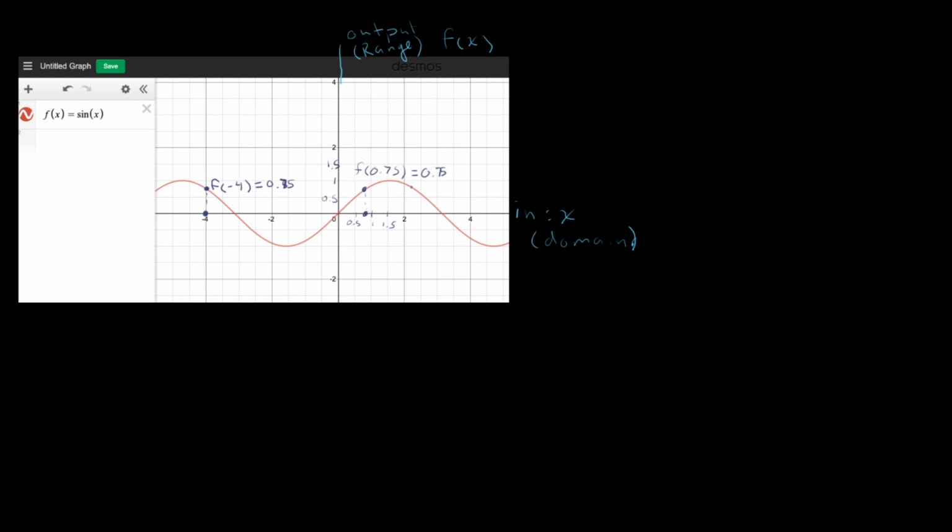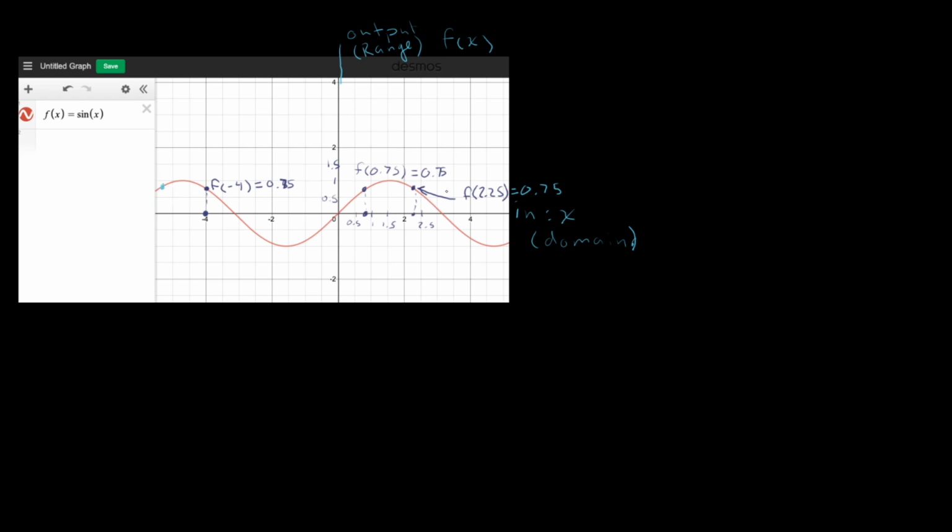Where else is that the case? Well, we also get an output of about 0.75 at, it looks like, about 2.5 or 2.25. So we would also say that for this point, f of 2.25, getting a lighter color running off the graph, is also equal to 0.75. So on this graph alone, there's at least 3 places, looks like maybe over here too, right?